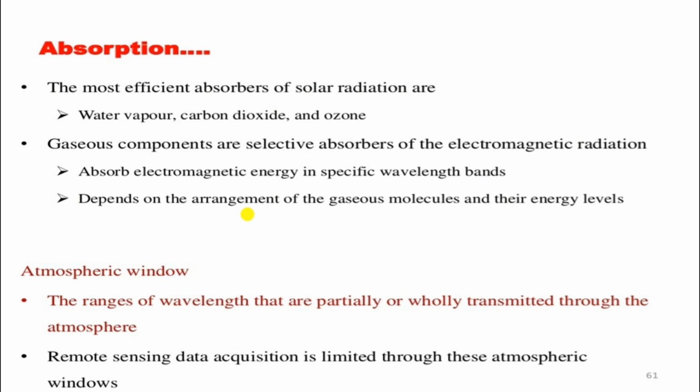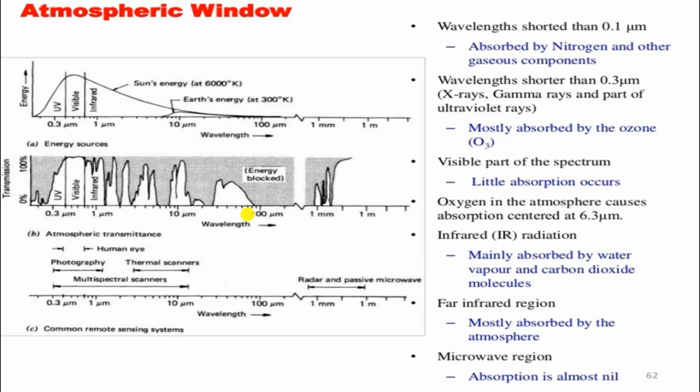Now, what are atmospheric windows? They are the ranges of wavelength that are partially or wholly transmitted through the atmosphere. Remote sensing data acquisition is limited to these atmospheric windows, because not all wavelengths pass through our atmosphere. The atmospheric window is nothing but the wavelengths that allow our atmosphere to pass through it.